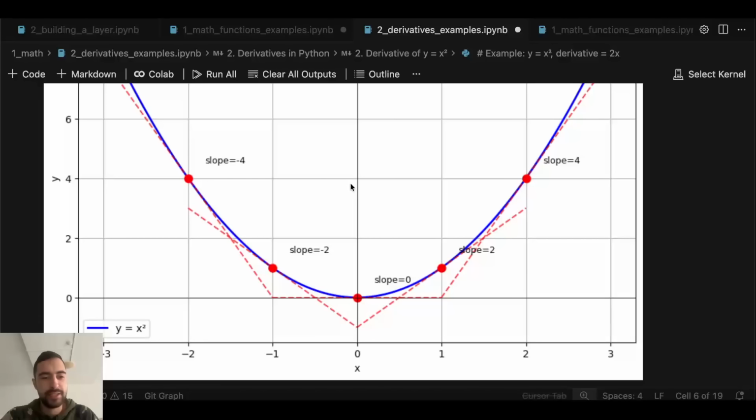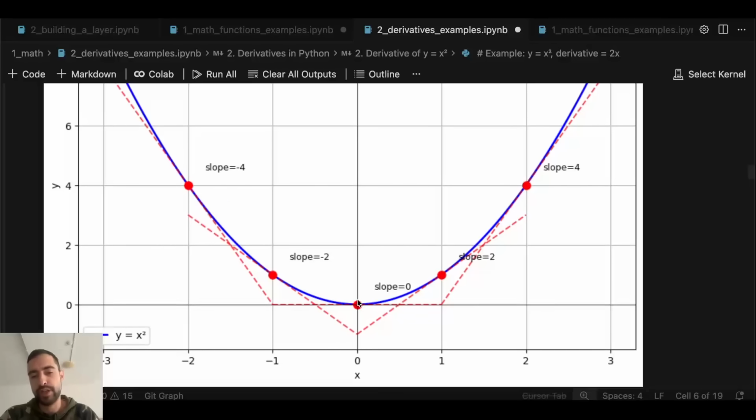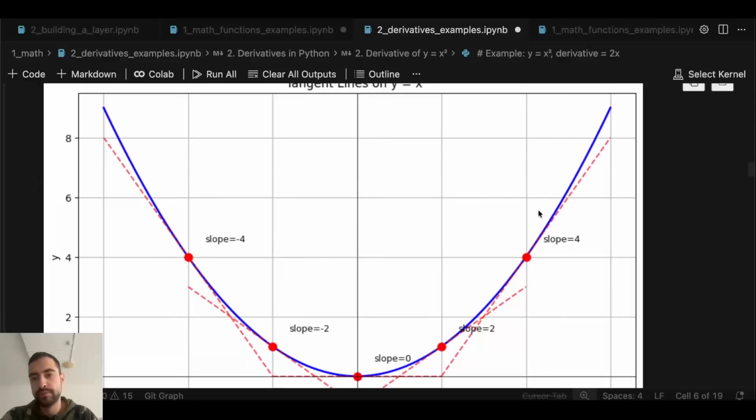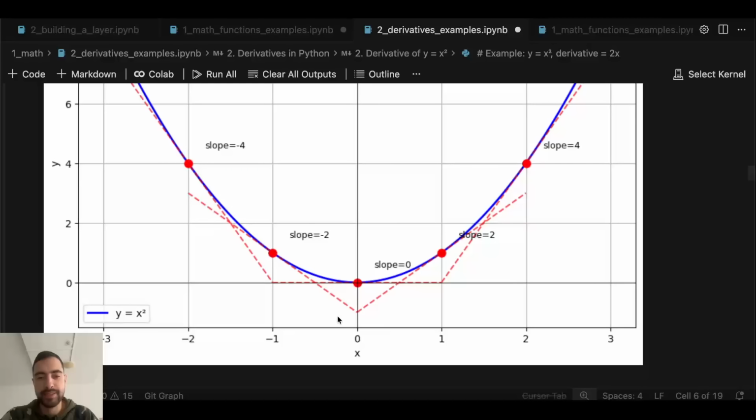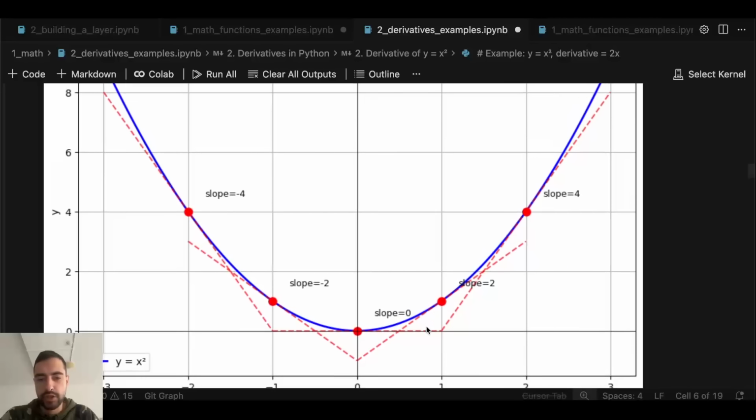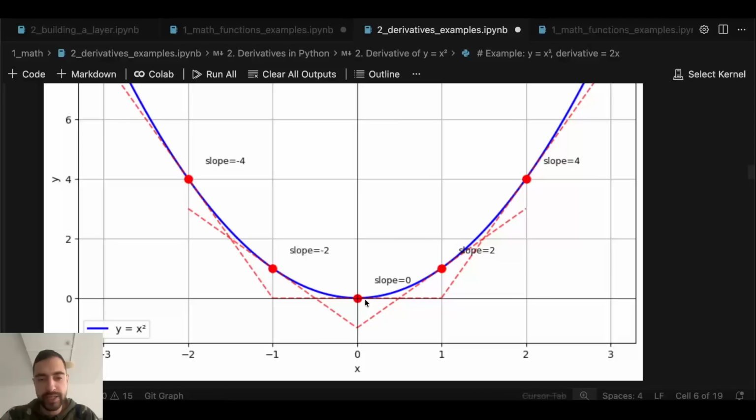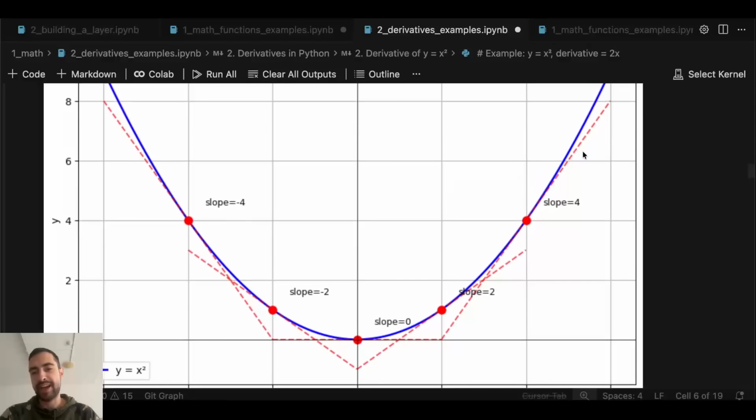So we have this quadratic function, and I want to show you that at each of these points, whichever points we pick, 0, 1, 2 on the x-axis, each point has its slope. Because it's a quadratic function, we can see that there is no slope at 0. X equals 0, there is no slope because y is 0, x is 0 here. At 1, there is a slope. At x equals 2, there is an even higher slope. So this slope is basically the derivative.